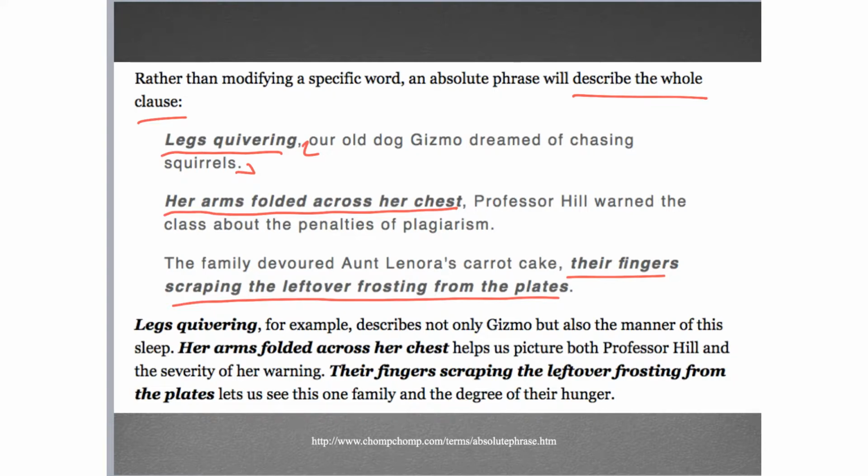Her arms folded across her chest, Professor Hill warned the class about the penalties of plagiarism. If I take out that absolute expression, I have a fully functioning sentence left: Professor Hill warned the class about the penalties of plagiarism. In this case, with a passive verb, her arms folded across her chest just gives an extra detail, some extra context for the main clause. And same in the third one.